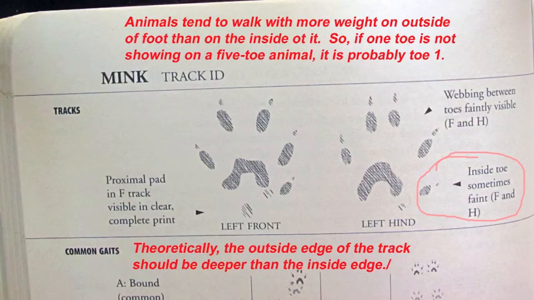A final clue comes from the fact that, just like us, animals tend to walk with more weight on the outside of their foot than on the inside. That means that if you have a 5-toed animal and 1 digit is missing in the print, it's probably from the inside toe.